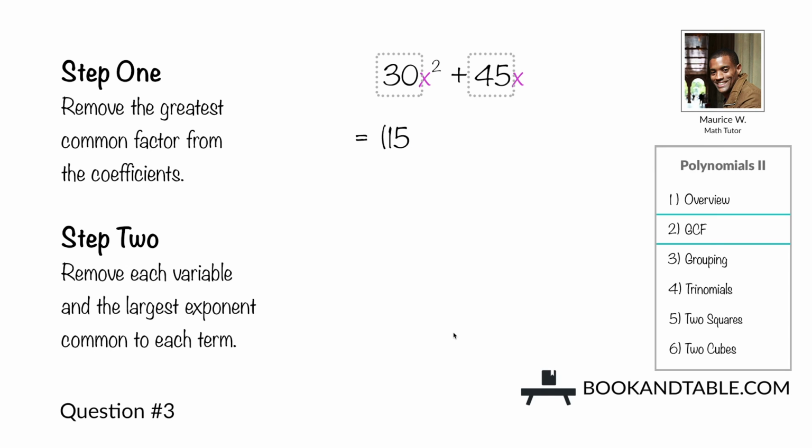Let's now have a look at question number 3. We were asked to factor 30x squared plus 45x by removing the greatest common factor. So step 1, we start by removing the greatest common factor of the coefficients, 30 and 45. And the greatest common factor of those two numbers would be 15. Again, if you weren't sure of this, you can create a prime factor tree for both these numbers. Step 2, remove each variable and the largest exponent common to each term. We have x squared and x. X is common to both, not x squared. So x is a part of our greatest common factor.